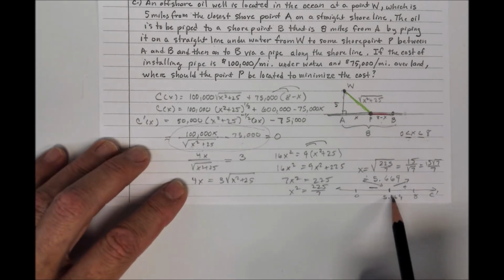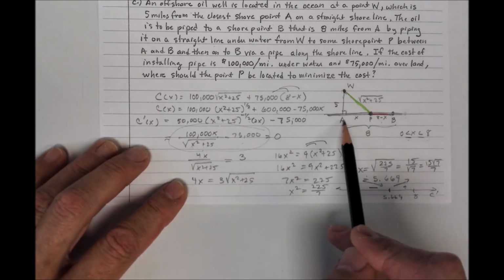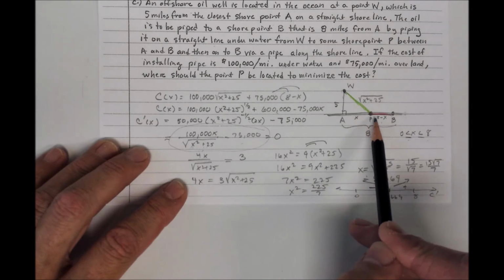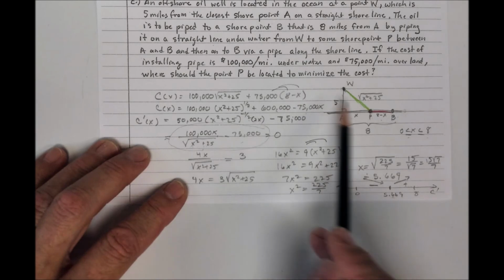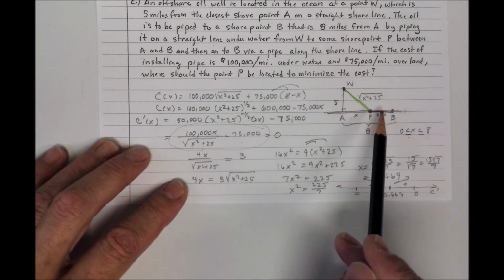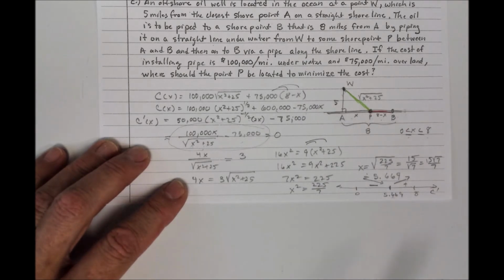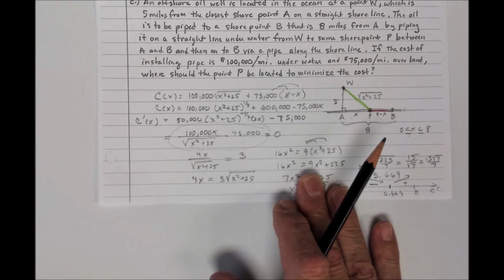So this value here, x, that's the distance from point A to point P in the direction of point B that I have to minimize the cost of this pipeline. So now all I have to do is answer it. It's just that I didn't give myself any space here to answer it. Let's see if I have a piece of scratch paper left. I do.